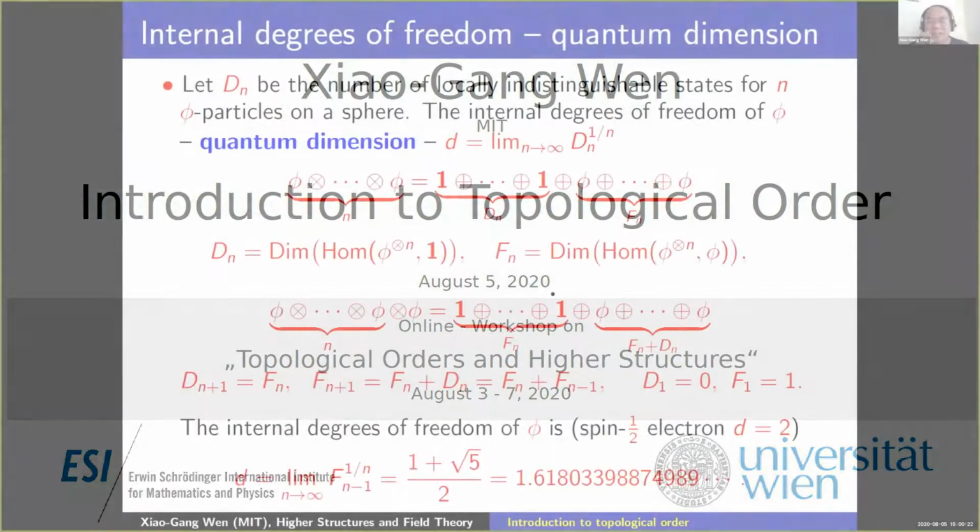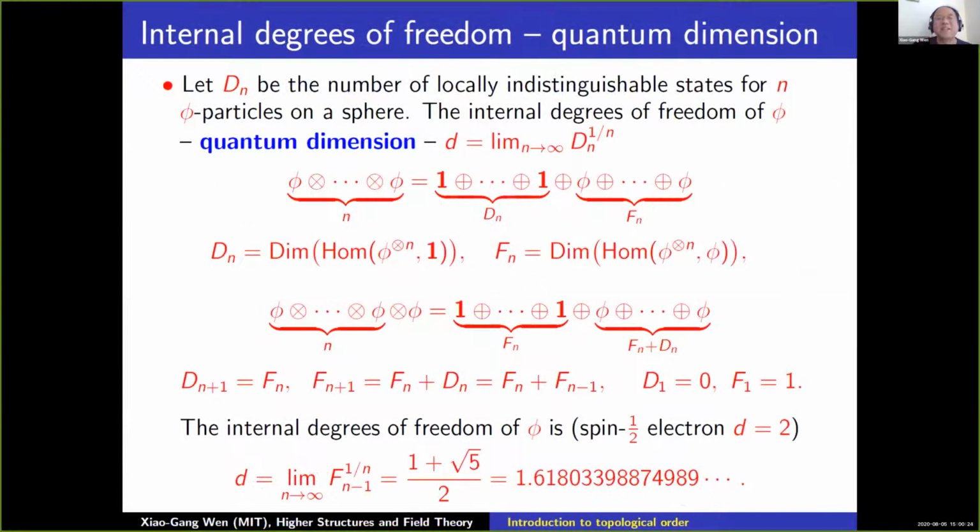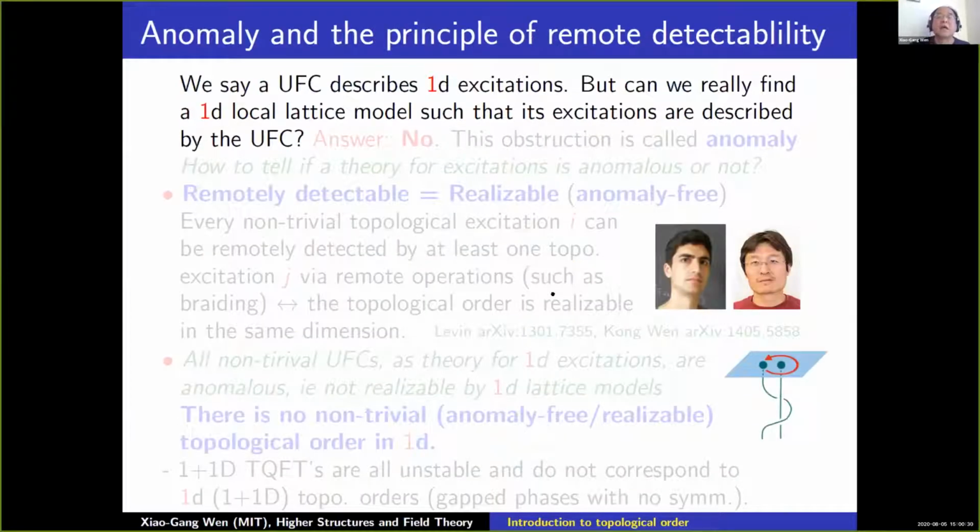Last time, in the last lecture, we computed the quantum dimension, and we mentioned that we defined this so-called unitary fusion category. We say that this unitary fusion category is a theory, or you can say a field theory, that describes a one-dimensional excitation, one spatial dimension excitation.